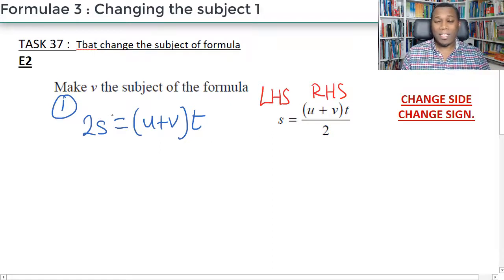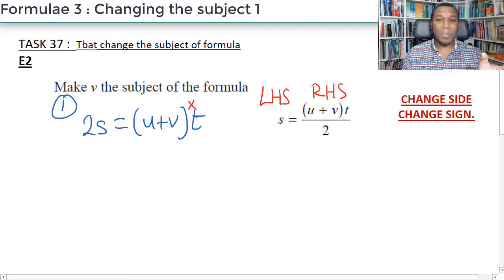Then the next bit. This is a big moment because there's two directions you can go here. You have two methods you can end up with. One of the ways is you can expand the bracket, but I'm not going to expand the bracket this time. I'll do it next, and you'll see what will happen. At the moment, the expression in brackets, u plus v, is being multiplied by t, and the opposite of multiplying by t is dividing by t.